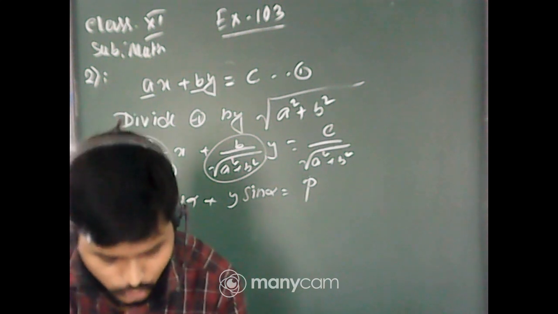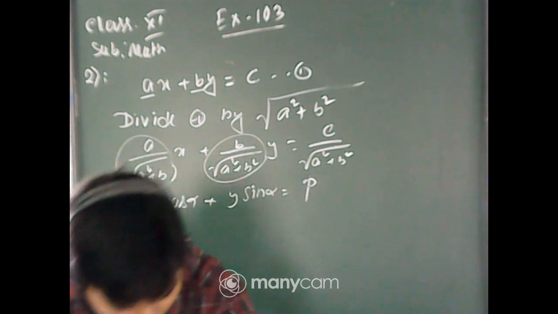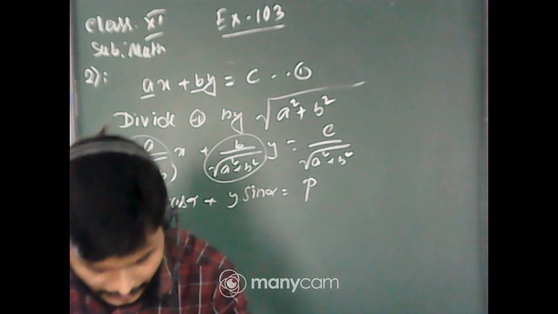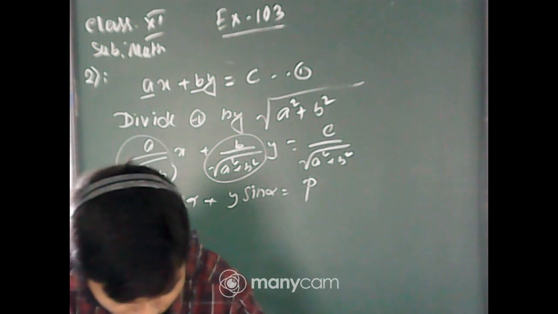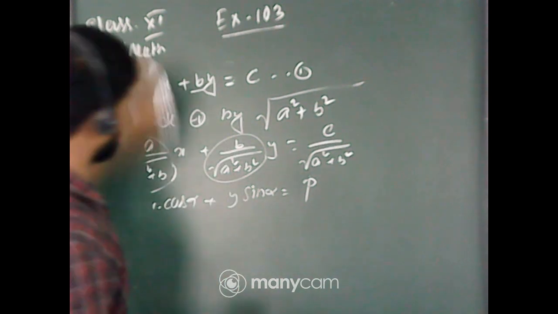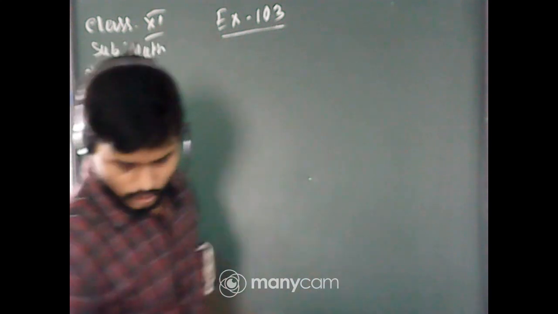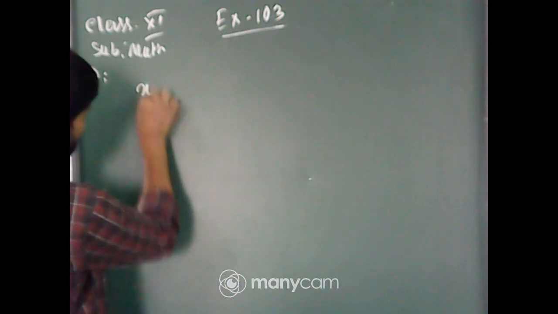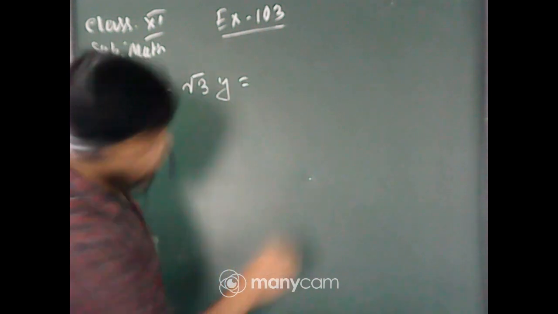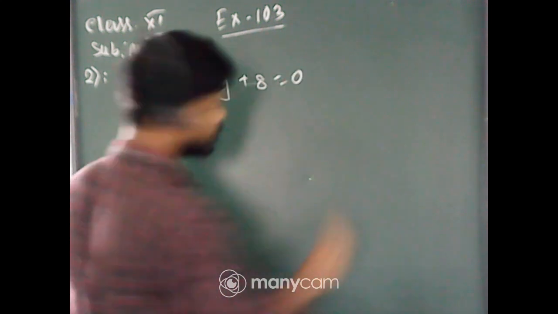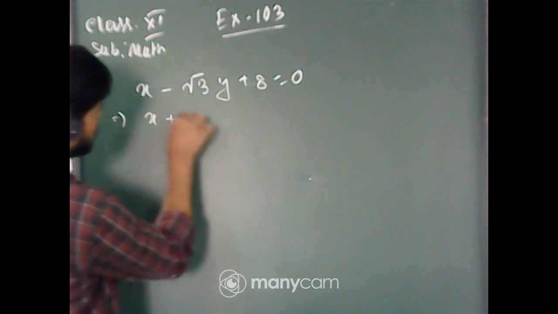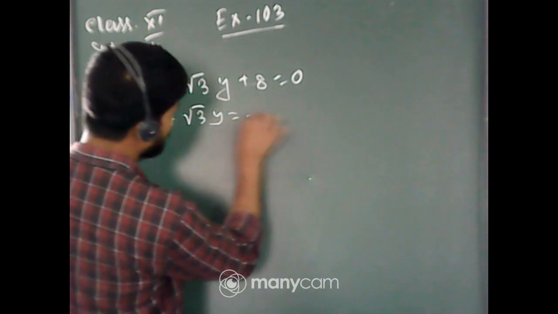Okay, now I'm just solving a problem. Question number 1: reduce the following equation into normal form and find their perpendicular distance from the origin and the angle between the perpendicular axis and the positive direction of the x-axis. So the first question is x minus root 3 y plus 8 equal to 0. Okay, so that means x minus root 3 into y is equal to minus 8.